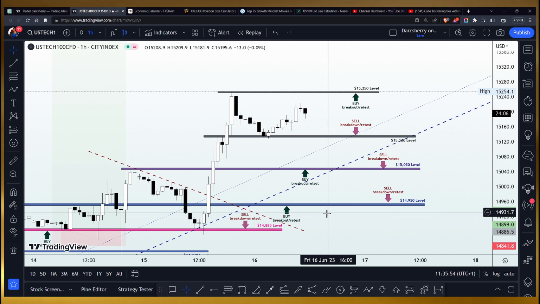So that is how we are going to be looking out for selling opportunities in this market on the USTech 100. Now you might want to screenshot my screen or use it as a reference point to guide your trading activity.